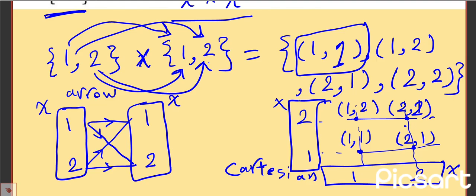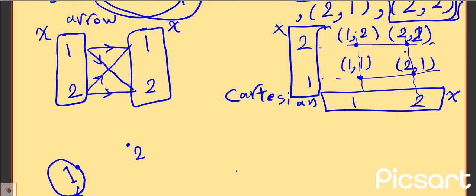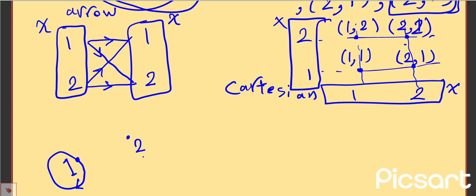Do we have 2 and 2? Yes, we have 2 and 2. What should I draw here? I should draw a circle here. This point 2, the same like 1.